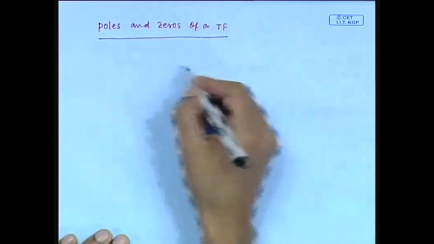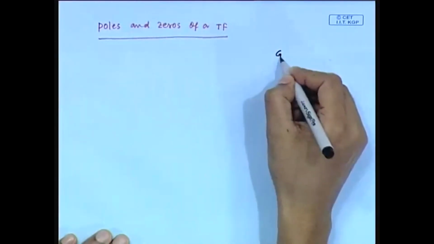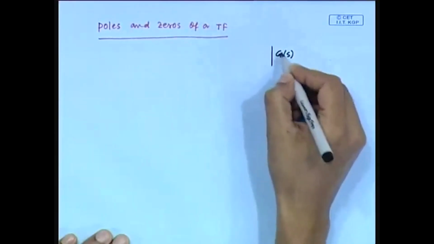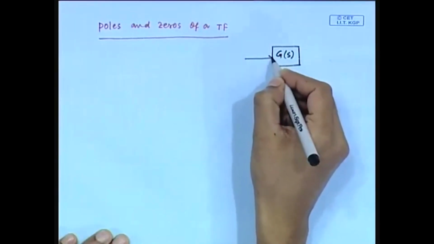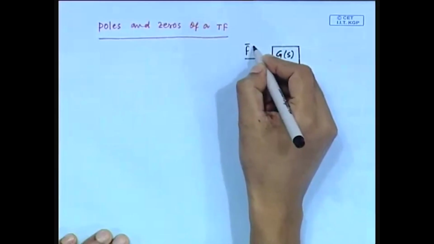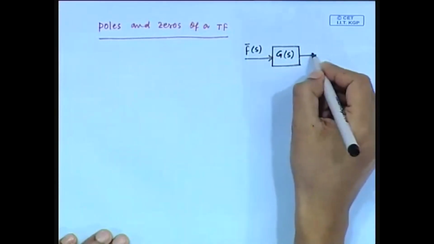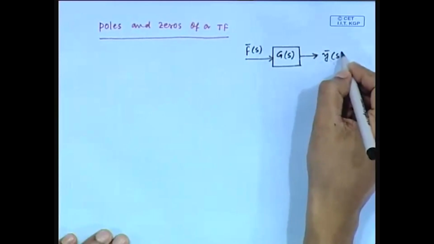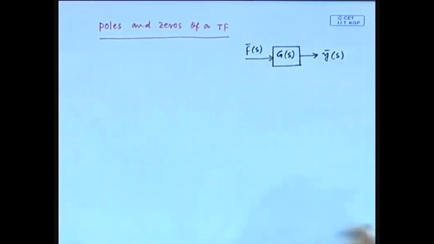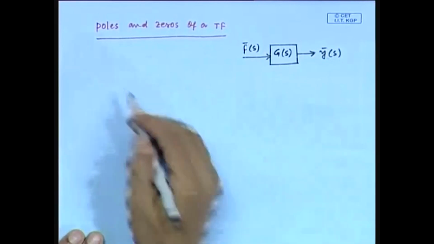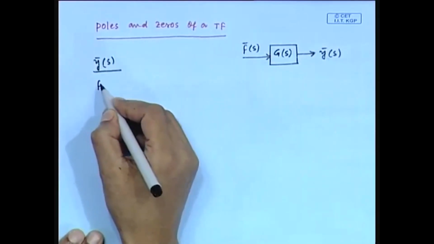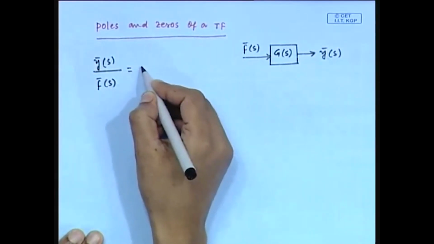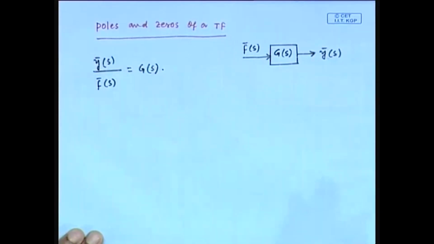Suppose this is the block diagram for a single input single output system, G(s). Input to this process is F bar(s) and output of this process is Y bar(s). Fine. So, we can write this in this form, Y bar(s) divided by F bar(s) equal to G(s). G(s) is the transfer function we know.